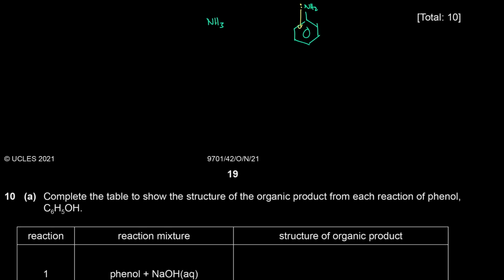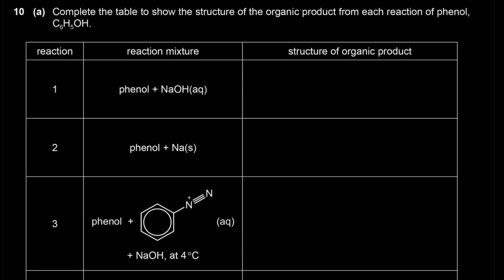The next question that we have over here is question number 10. Complete the table to show the structure of the organic product from each reaction of phenol. Now, when phenol reacts with NaOH, what type of reaction do we have here? Phenol is acidic, so it reacts with NaOH to form a salt and water. It's an acid-base reaction. So in this case, you're going to form sodium phenoxide. The phenol will lose its proton, and you'll end up making this compound.